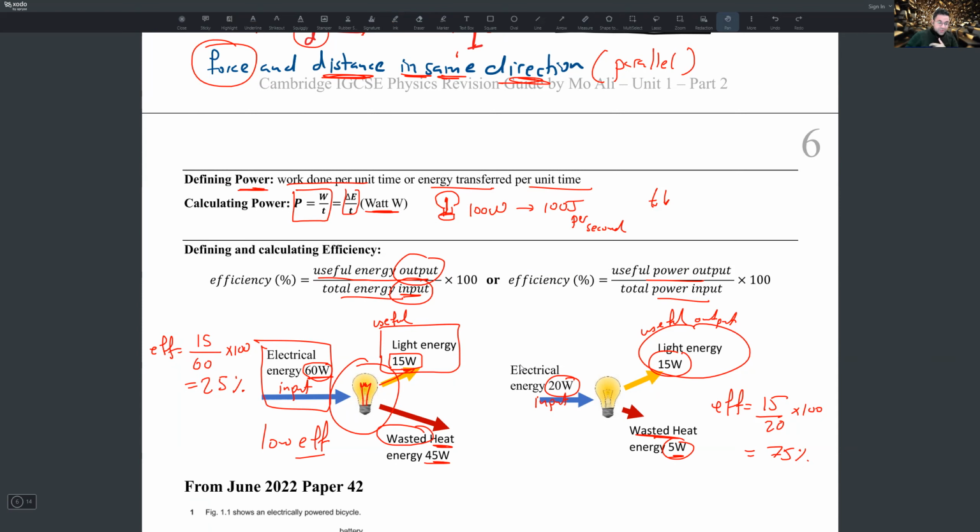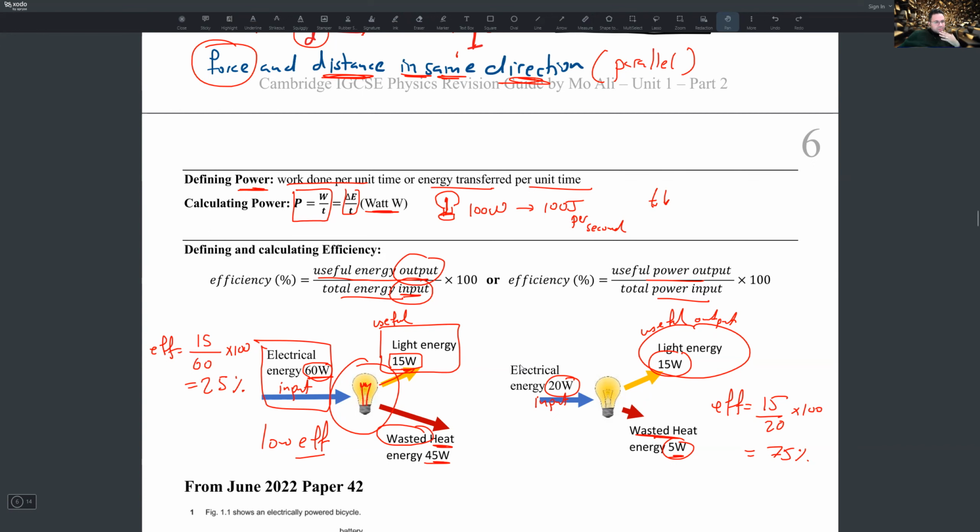So if I give you something like a car, for example, the kinetic energy is the useful output. The chemical energy is the total input. The heat is the wasted. So usually in questions, you will find some kind of hint that helps you understand this. وهنشوف دلوقتي.